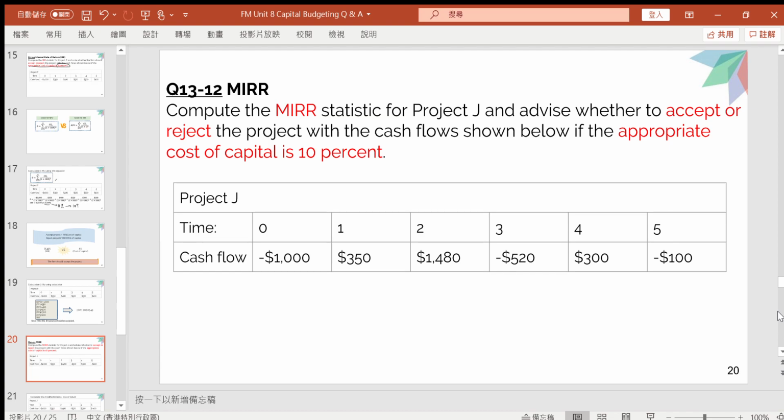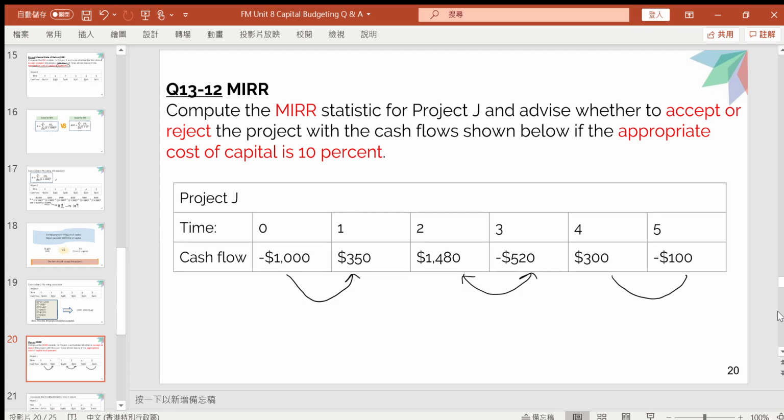Now, the modified internal rate of return is used in a situation where the project provides abnormal cash flow or non-normal cash flow, then we will apply this method. And by looking at this cash flow series, there is a change of sign from negative to positive from year 0 to year 1. Another one will be in year 2 to year 3, from positive to negative again.